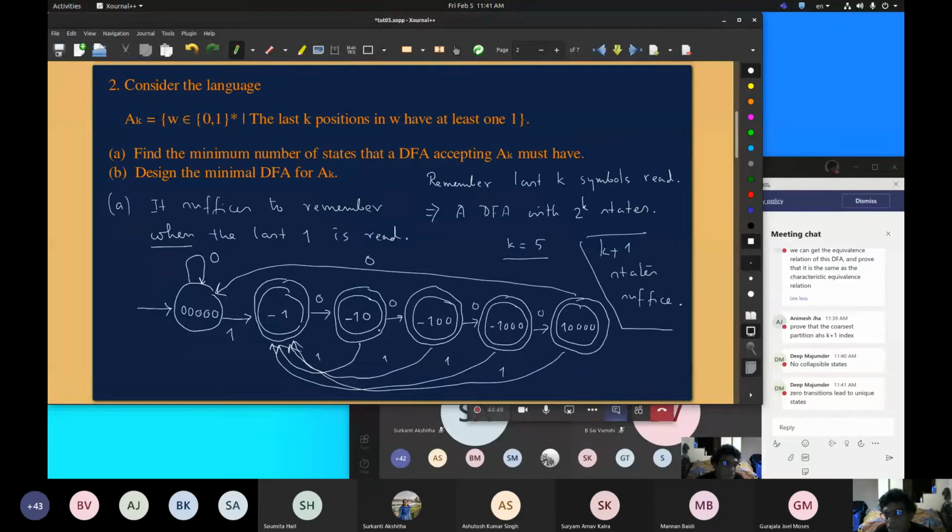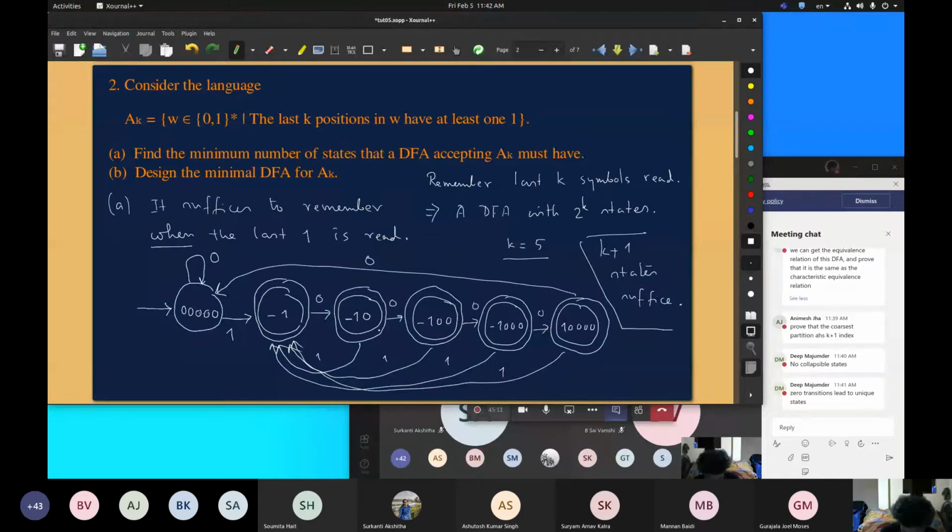Zero transitions lead to unique states. No, that doesn't matter. You are on the right track again, but this does not matter. Different states do not mean inequivalent, non-equivalent.